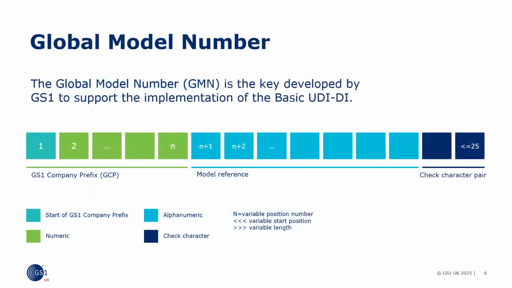In the same way as the requirement for the UDI-DI is met by the GTIN using the GS1 standards, the requirement for the basic UDI-DI is met by the global model number using the GS1 standards. The GMN is variable in length up to 25 characters long and is made up of a GS1 company prefix, a model reference element, which is decided by the manufacturer, and a check character pair calculated from the rest of the GMN. The model reference element is alphanumeric and a check character pair is case sensitive.